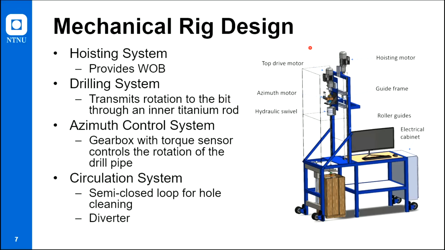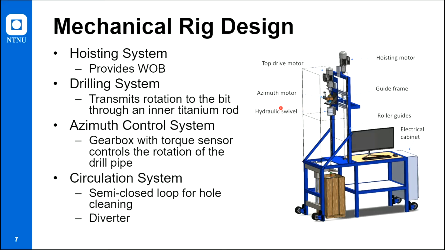The mechanical rig design will be briefly explained. First, we have the hoisting system, which is composed of the hoisting motor, which provides vertical displacement to the guide frame and to the rest of the drilling equipment. Next, we have the drilling system, which is composed of the top drive motor, which transmits rotation to the bit using an internal rod that travels all the way throughout inside the drill pipe.